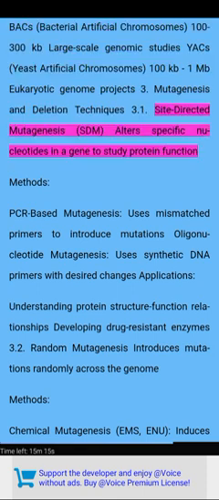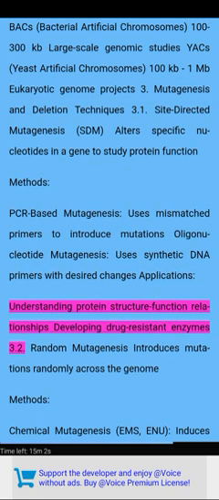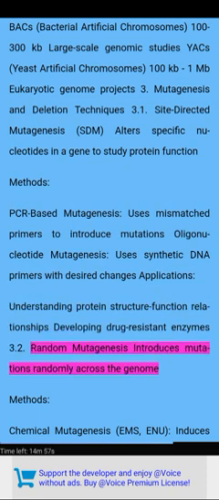3. Mutagenesis and deletion techniques. 3.1. Site-directed mutagenesis, SDM: alters specific nucleotides in a gene to study protein function. Methods: PCR-based mutagenesis uses mismatched primers to introduce mutations. Oligonucleotide mutagenesis uses synthetic DNA primers with desired changes. Applications: understanding protein structure-function relationships, developing drug-resistant enzymes.